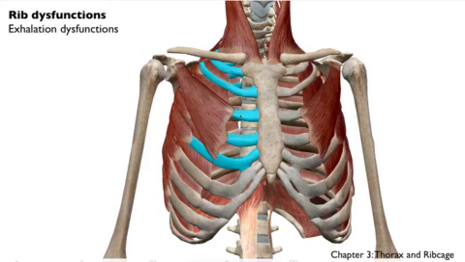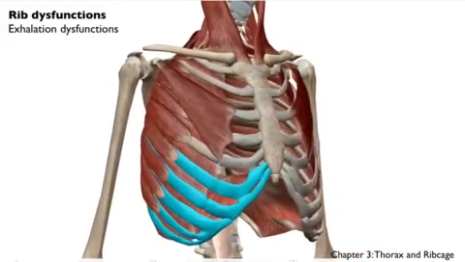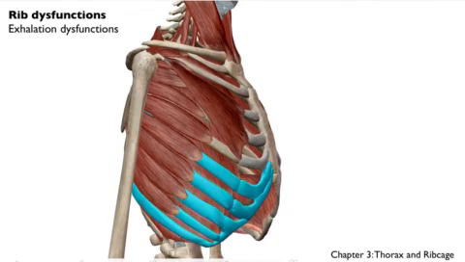What about the bucket handle ribs? Well, these ribs are going to be depressed laterally. So let's take a look at those. We said the bucket handle ribs are ribs 6, 7, 8, 9, and 10. So let's take a look at them on the lateral portion. To find the findings of an exhalation dysfunction, this lateral part of the rib is the shaft. This is the shaft of the rib.